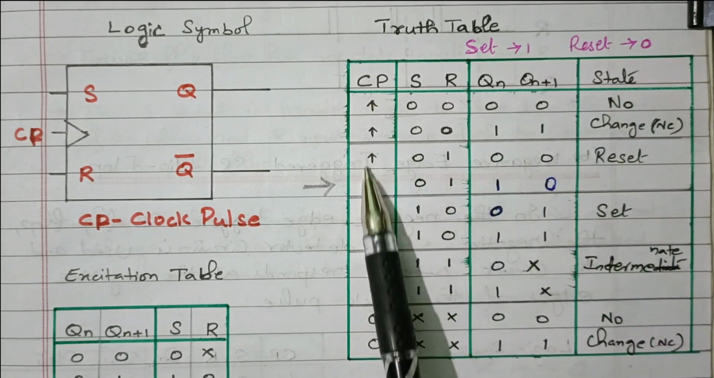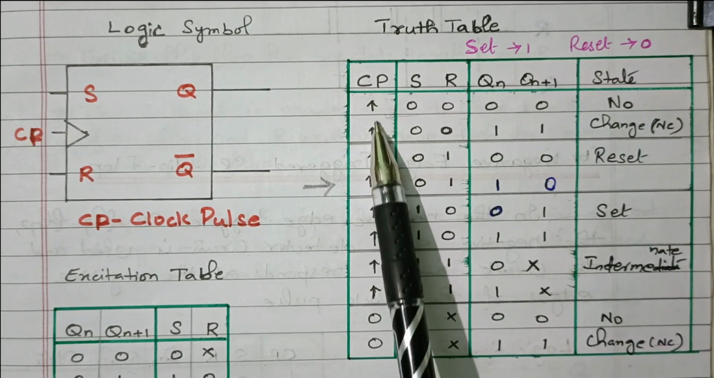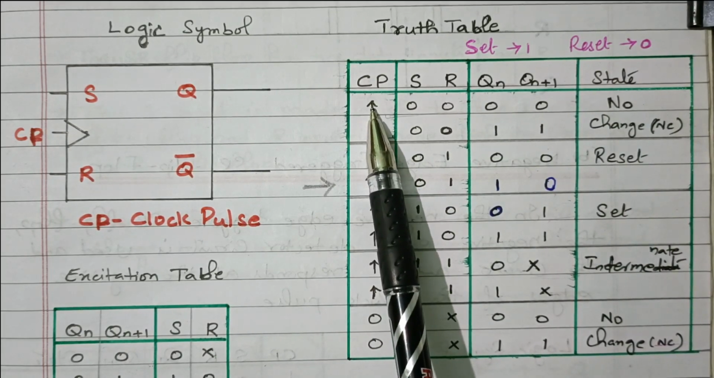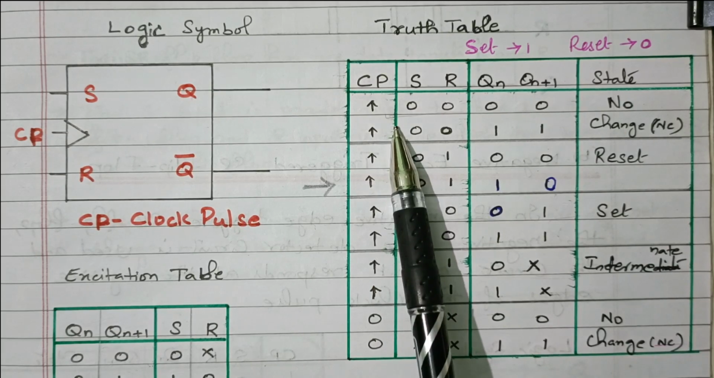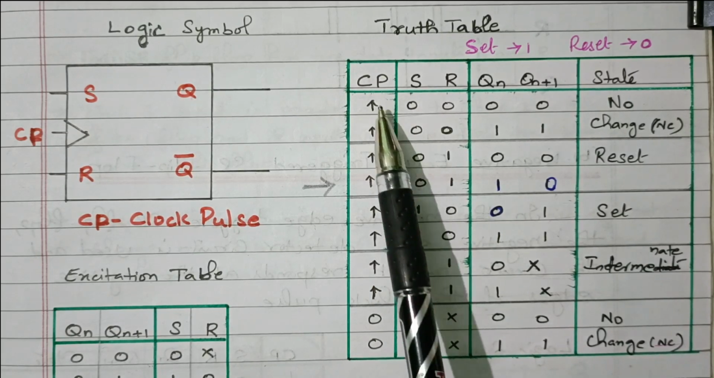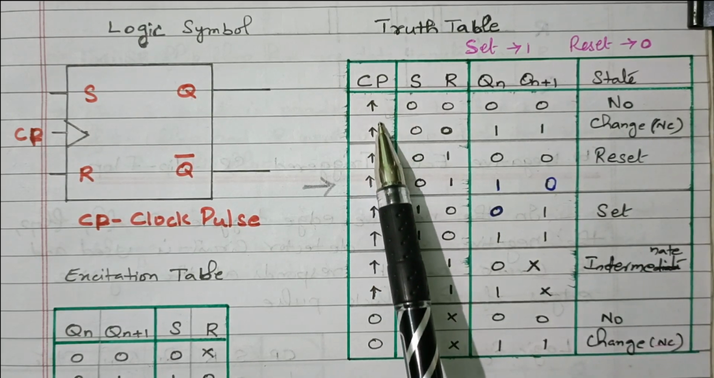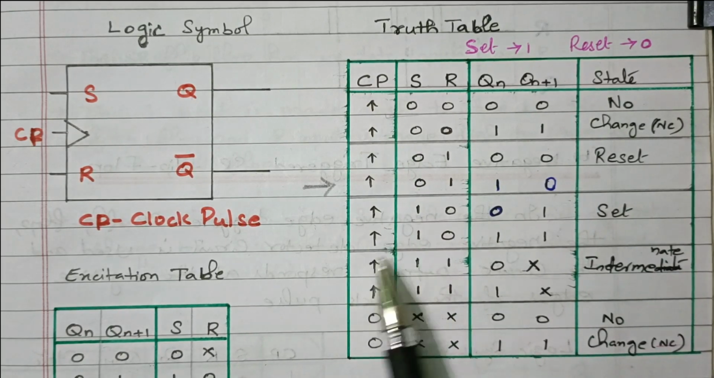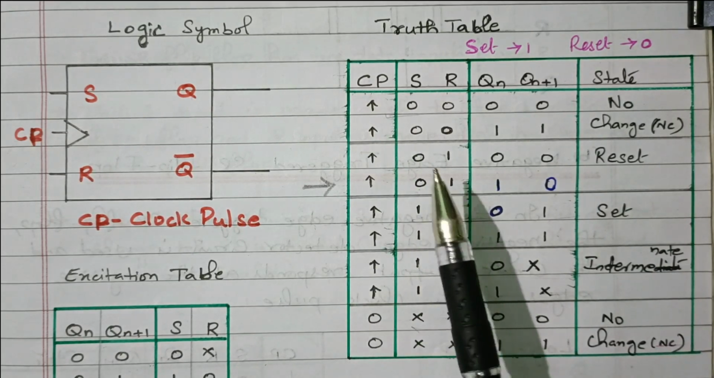So this is the clock pulse. This is the positive edge. Going upward means clock positive edge. Going down means negative edge. Right. So here it is going upward. So every clock pulse, the input and output is executed.